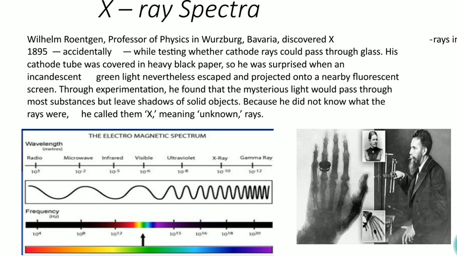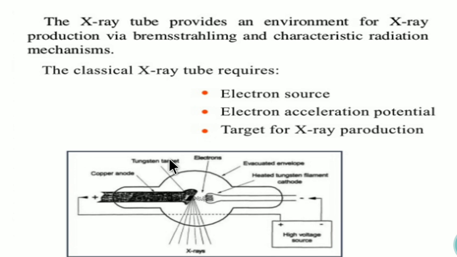X-rays can be classified as hard X-rays and soft X-rays depending upon their wavelength. Hard X-rays with shorter wavelength have high penetrating power and are used in metallurgy, while soft X-rays with longer wavelength are used in medical radiography. Before we start the X-ray spectra, we will discuss the X-ray tubes first.